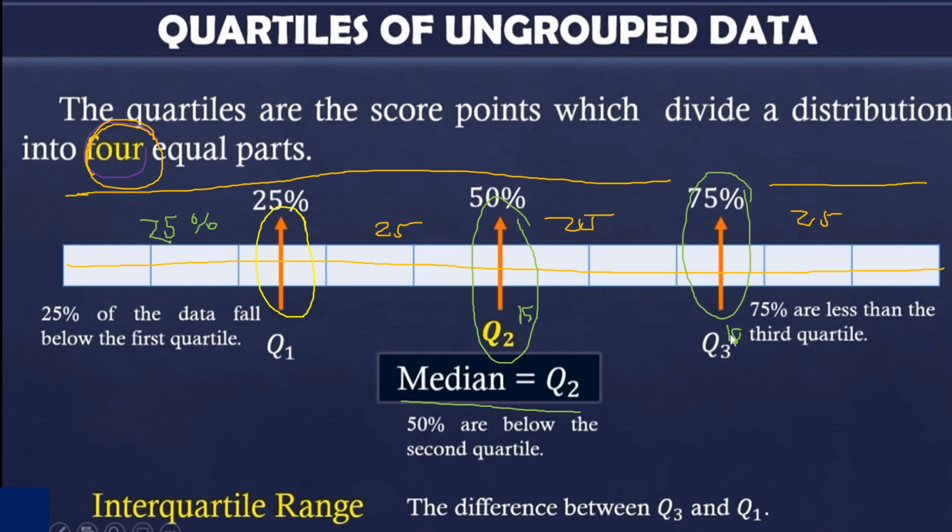Okay? Then, pag sinabi naman natin interquartile range, this is the difference ng Q3 and Q1. Para makuha natin yung middle 50%, yan po yung kahalagahan ng interquartile range. Middle 50%. Okay? So, kinukuha po yung difference ng Q3 and Q1.